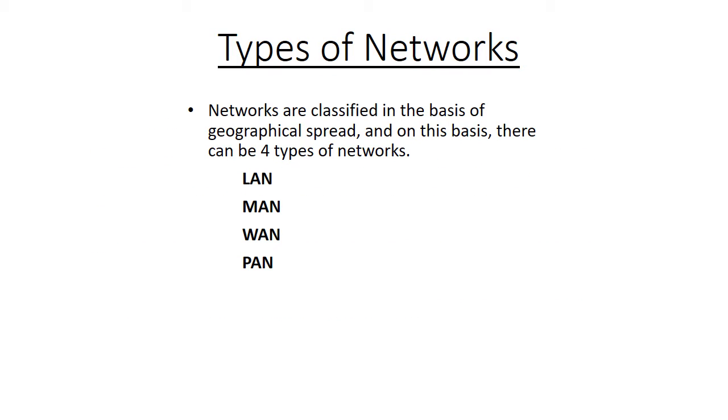Now the third classification of networks. The computer network can be classified again based on the geographical area. Networks are classified on the basis of geographical spread, and on this basis there can be four types of networks, and they are LAN, MAN, WAN and PAN.